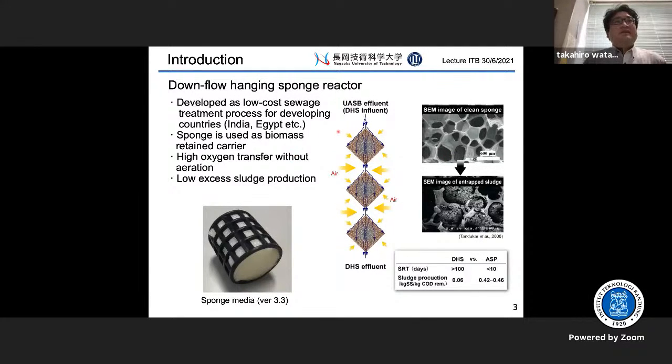Also, this reactor is a trickling filter, and the water comes from the top of the reactor. Then the wastewater drops and drops and drops. During that time, the air, especially oxygen, dissolves into the water. Therefore, this reactor can achieve high oxygen transfer without aeration. And also, in this sponge carrier, many kinds of bacteria and fungi live, and they can eat together. Then the DHS reactor performs low excess sludge production. This is the comparison when treating domestic sewage. DHS is only 0.06, and the activated sludge process is 0.42 to 0.46.